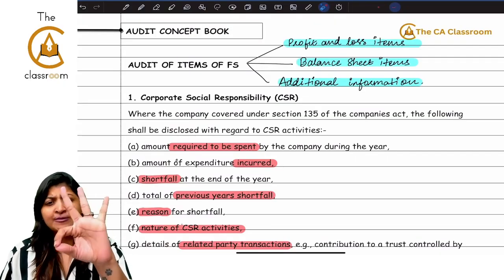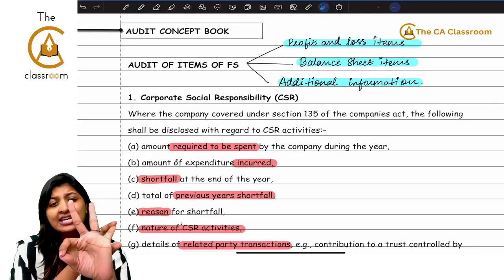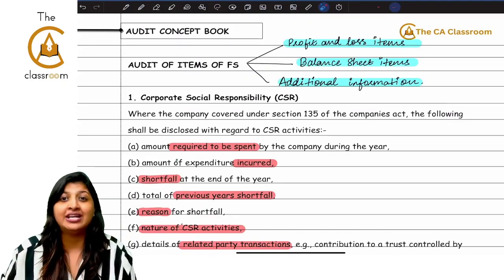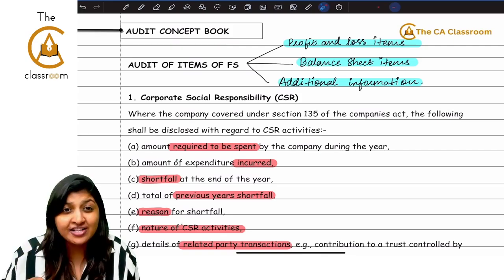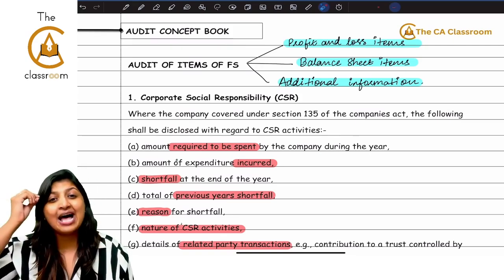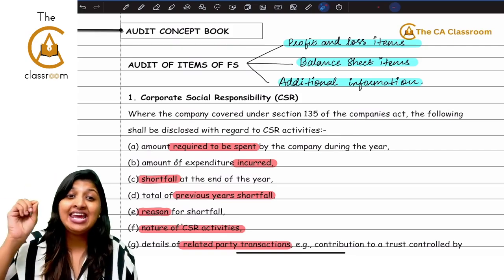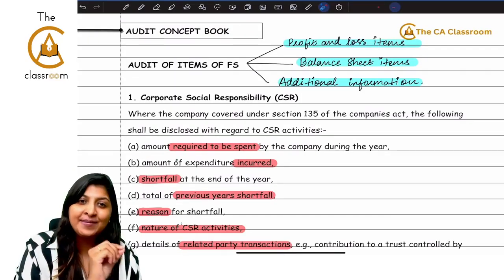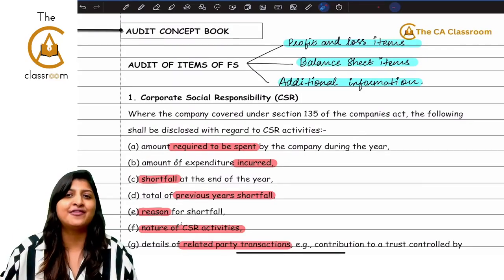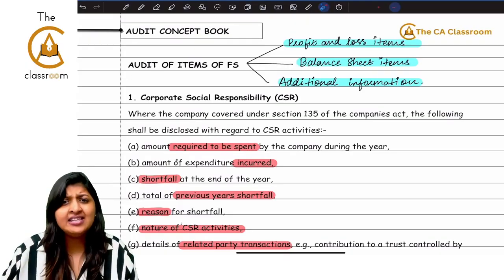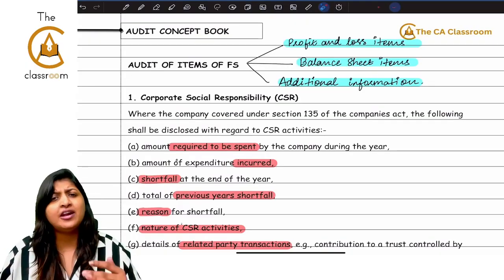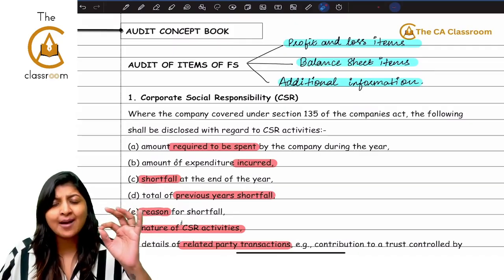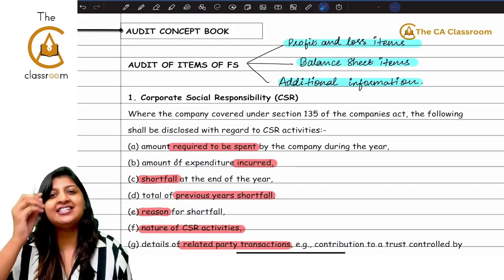Items of financial statements is split into three. The first one is the profit and loss items, second is the balance sheet items, and third is the additional information. You would have studied P&L items and balance sheet items, but if you are smart, the examiner is doubly smart. He can ask questions from the additional information part, and in the previous attempts he has asked from this part, guys. If you have studied this, then just see through the video whether you have covered all the points. Just keep marching forward. If you have not touched this chapter, please study at least these points.